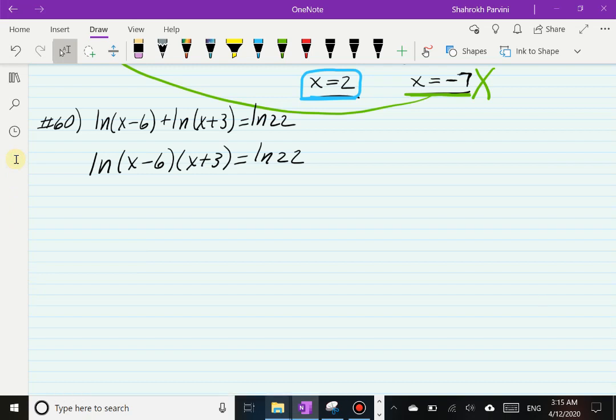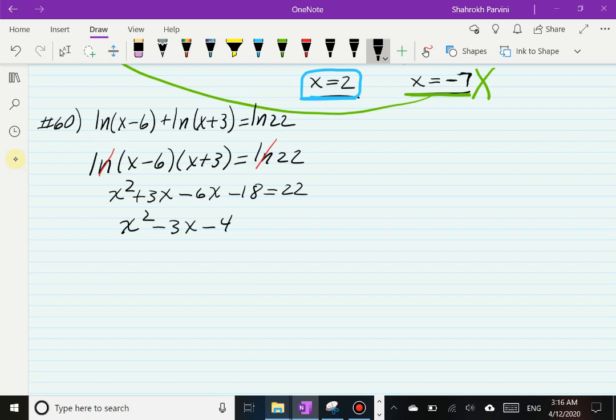Okay, which is now. So about now, we're going to cancel them. And then I'm going to FOIL these, so you get x squared plus 3x negative 6x minus 18 equals 22, with the logs disappeared or logs gone. That makes x squared negative 3x. Actually, let's subtract 22 from both sides, so I get negative 40 equals 0.